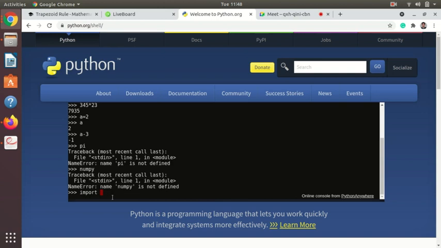So what does this mean? This is an inbuilt command. It will tell Python that you have to import something, you have to borrow something from your library. Python will have its own library, it will have its own functions, so it has to borrow. So what do we have to import? We have to import numpy as np.